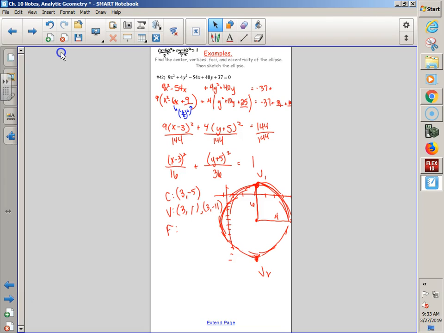You guys see how there's more slack? Since there's more slack, what's going to happen? Is this a circle? No. Why isn't it a circle? Because it's always changing as I go around.